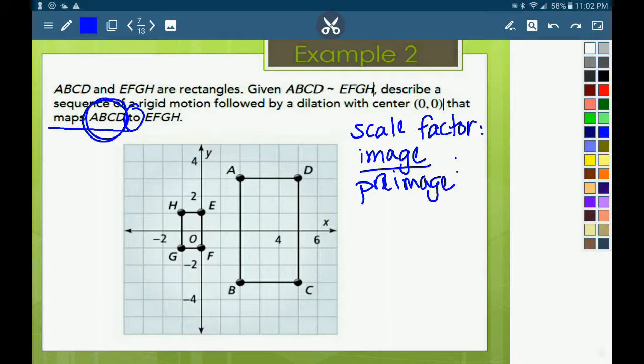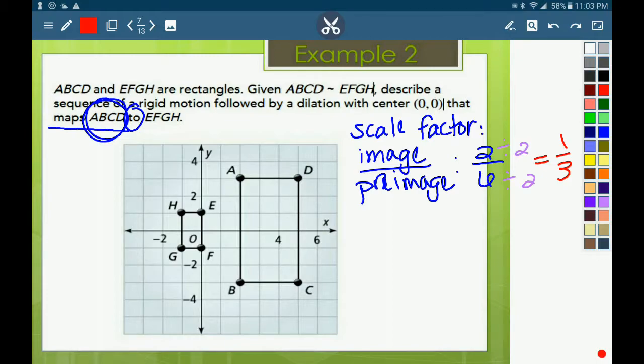Okay, well, the image here is going to be EFGH because that's where we want it to move to. We want to move from ABCD. So ABCD is the pre-image. So that was a length of 2 over a length of 6, both of which are simplified by dividing by 2, and we get that the scale factor is 1/3. So the smaller triangle is 1/3 the size of the bigger triangle.